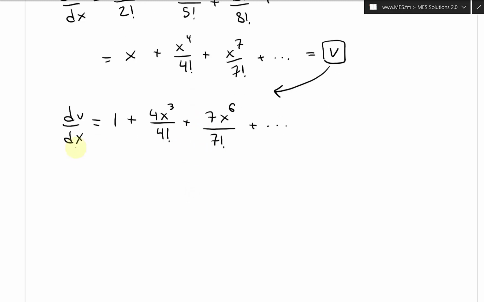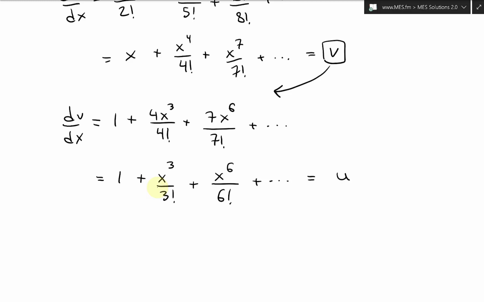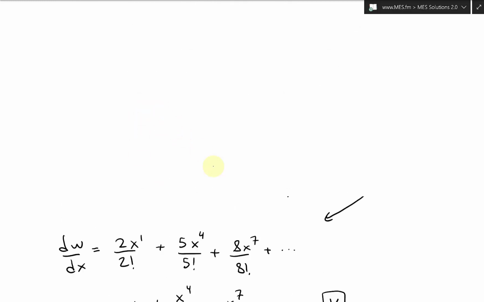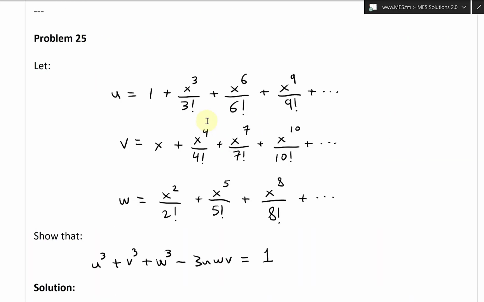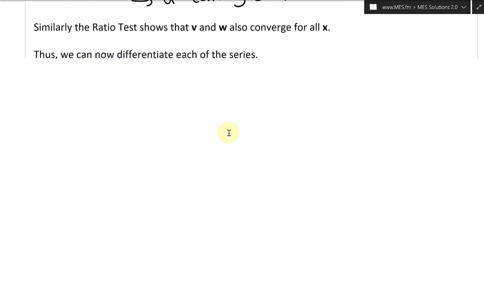In other words, we get cancellations. This becomes 1 plus x to the 3 over 3 factorial plus x to the 6 over 6 factorial, and this plus dot dot dot. Again, those are factors of 3 now. In other words, we are becoming u. This equals u. And we can see that that is just our starting point. So that's u right here. So we can keep taking derivatives and just cycle through them nonstop. And just to show, u is 1 plus x cubed divided by 3 factorial plus x to the 6 divided by 6 factorial, and so on.